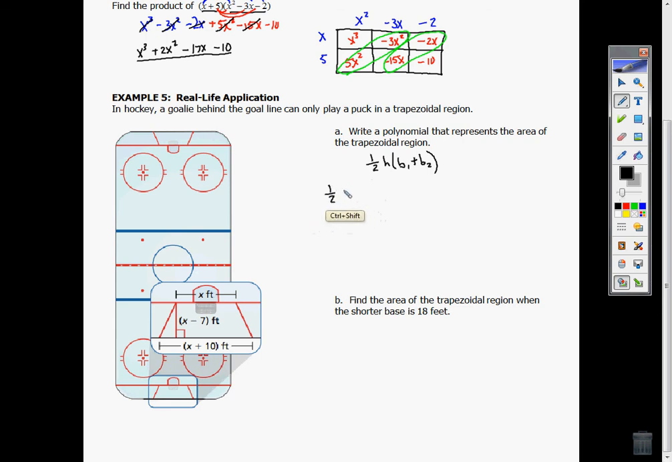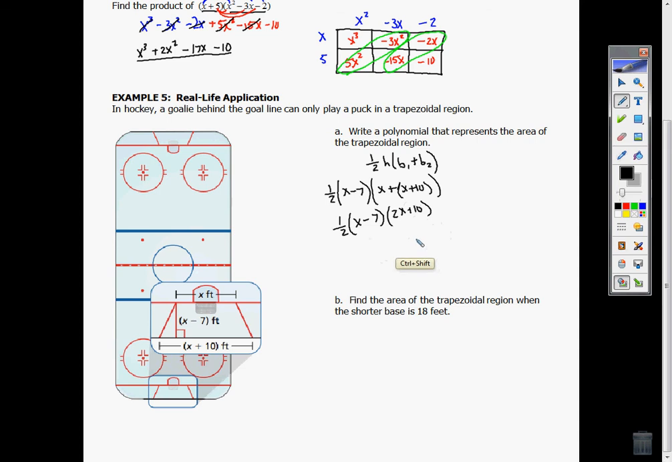It looks like 1/2 times the height, which is x minus 7, times b1 plus b2, that's going to be x plus 10. And that's going to get multiplied. 1/2 times the height times the two bases added together. Okay, so now it looks like we have polynomial addition and polynomial multiplication going on here. 1/2 times x minus 7. And then when I do the addition here, I take away the parentheses, remember, and then I just combine like terms. 2x plus 10.